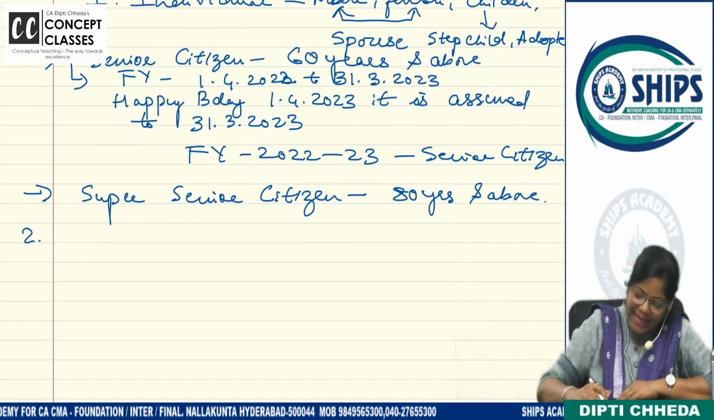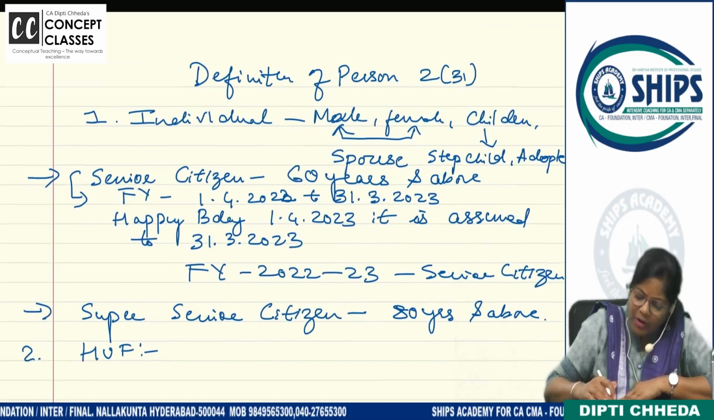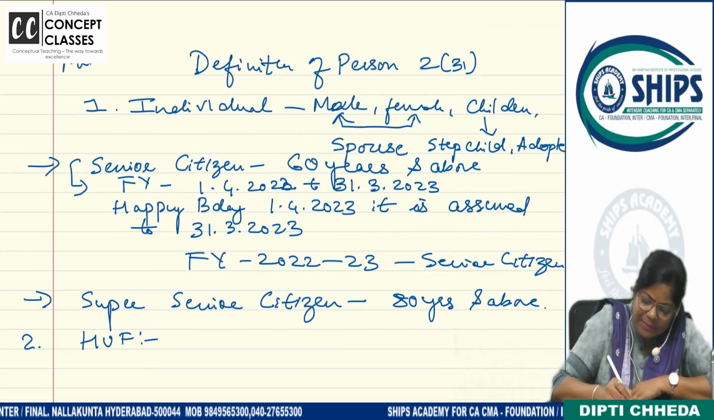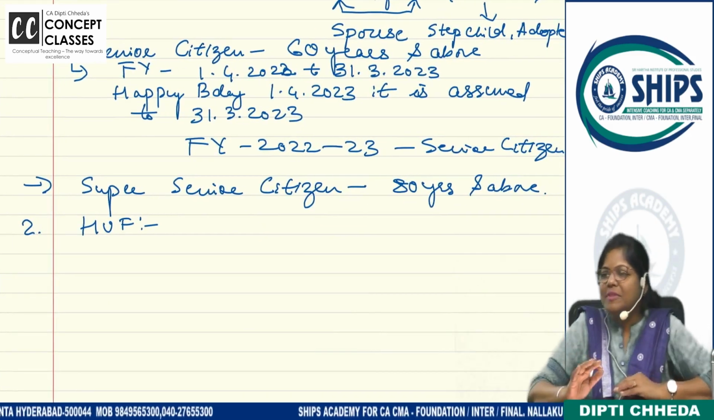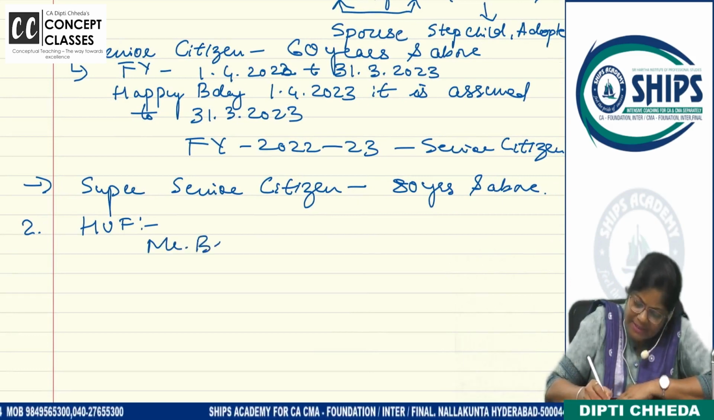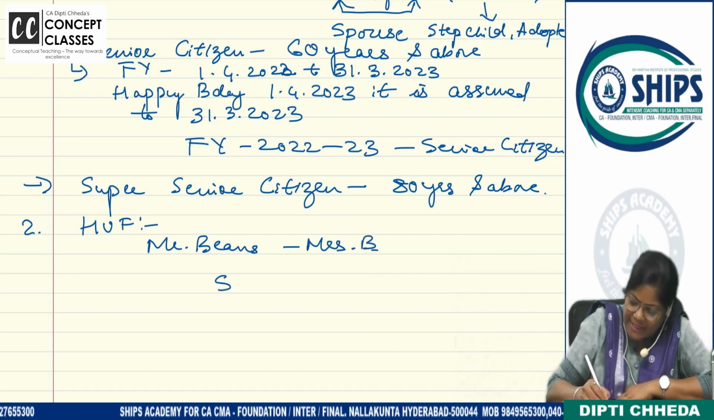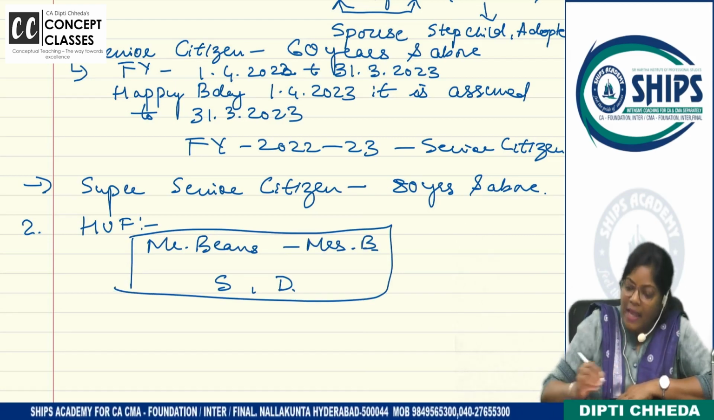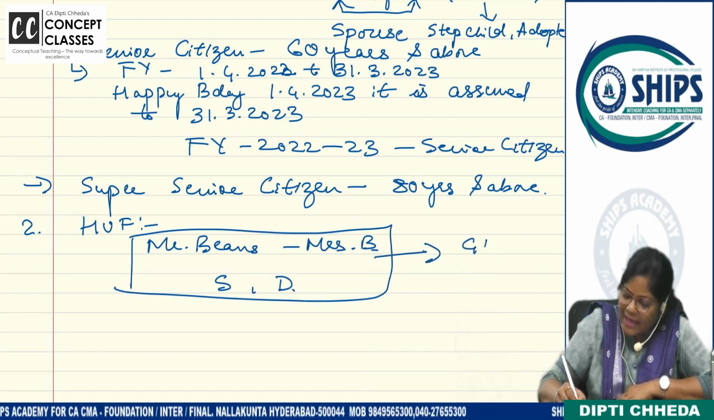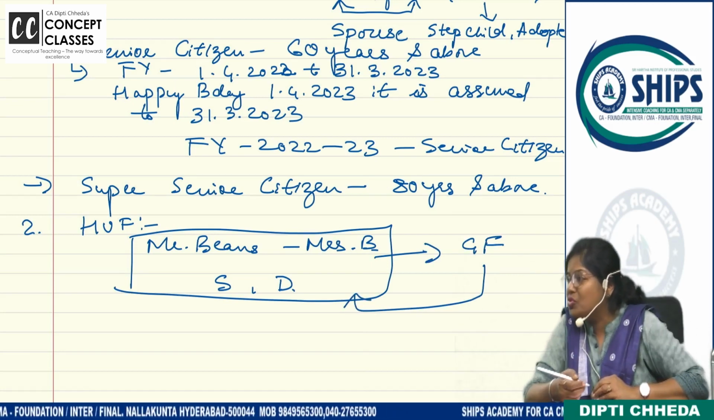Clear? Second is HUF. Suppose we are talking about individual as Mr. Beans. Mr. Beans है ना, कार्टून देखते हैं नहीं देखते हैं, तो Mr. Beans तो अपना रिटर्न फाइल कर रहा है. Now Mr. Beans is having family. Mr. Beans, Mrs. Beans, their son S, their daughter D. Is this a family? And Mr. Beans' grandfather has transferred some ancestral property, income, some jewelry.